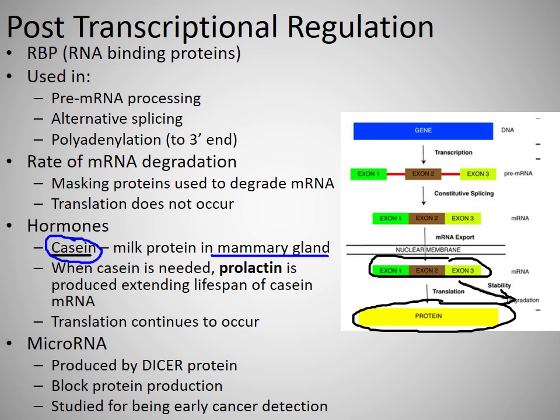The last part is microRNA. MicroRNAs are produced by this dicer protein, and what microRNAs do is they can block protein production. Another cool thing about microRNAs is that they are being studied for early cancer detection.